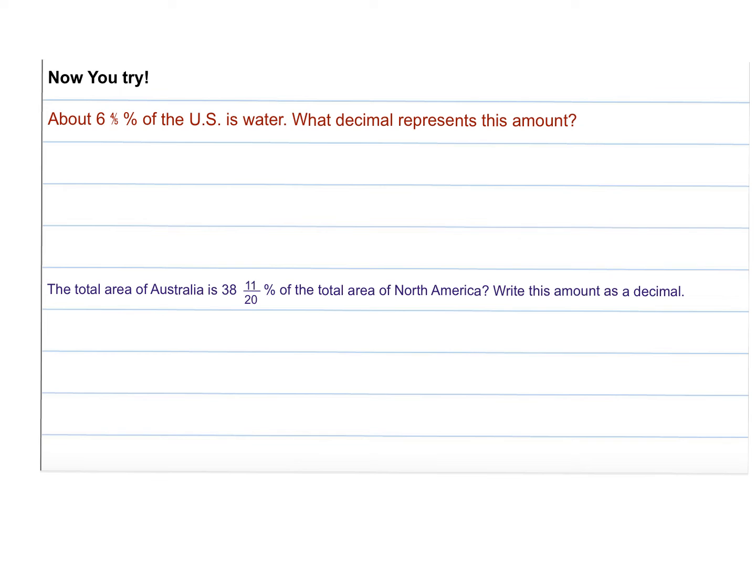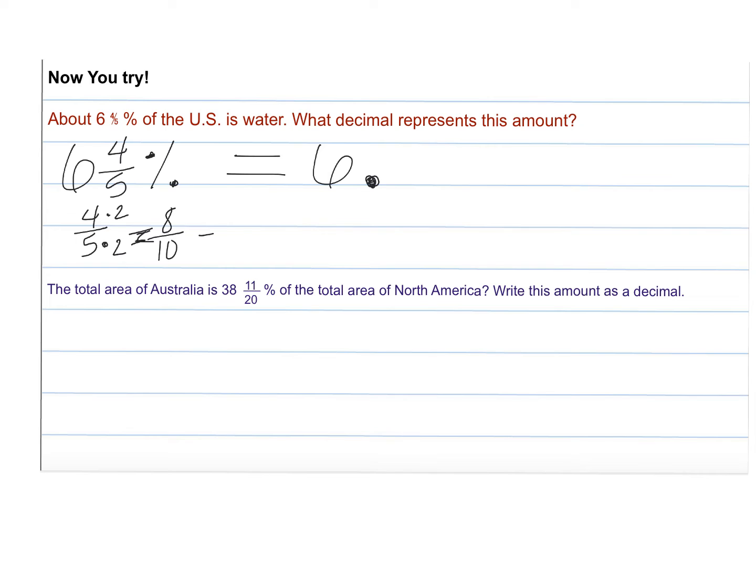So we have about 6 4/5% of the U.S. is water. What decimal represents this amount? So 6 4/5% is the same as 6 point, and then let's do 4/5 right here and change it to a decimal. So I know 5 can go into 10, so I'm just going to change it to tenths, which is going to be 8/10, because remember how if I multiply times 2 on the bottom, I have to do that on the top. So 8/10 is the same as 0.8, because remember 8/10, and this is 8 in the tenths place.